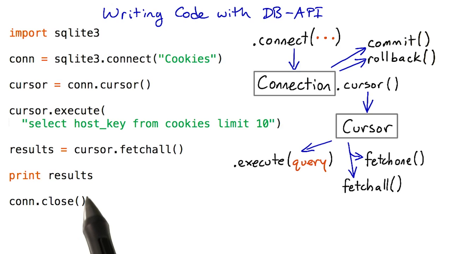Finally, when you're done, you close the connection. It's important to always close connections when we're done with them, especially if this code were running inside of a loop. We wouldn't want to have a bunch of stale connections sitting around taking up resources.